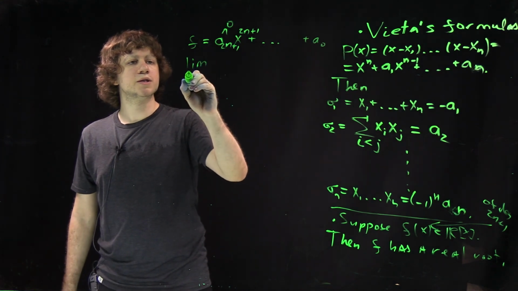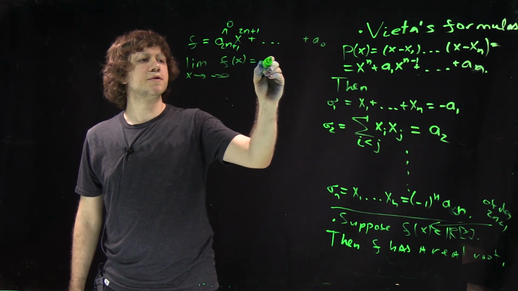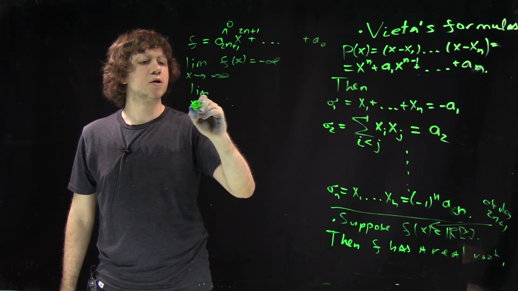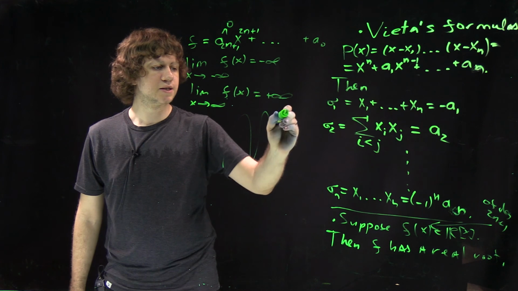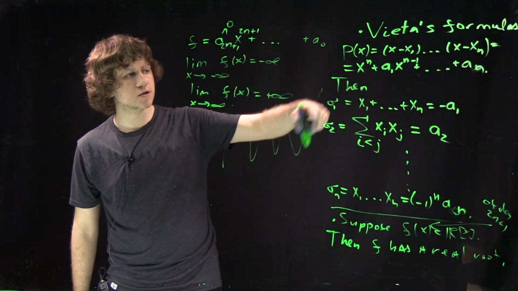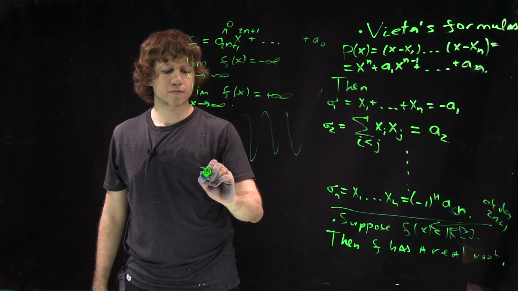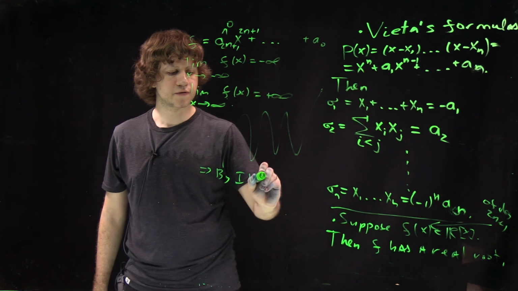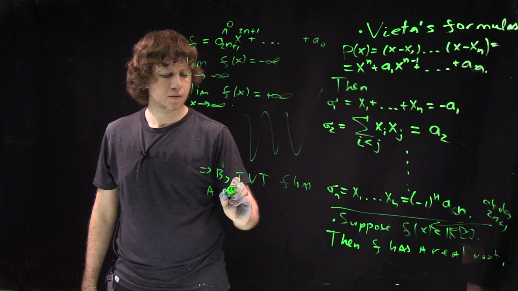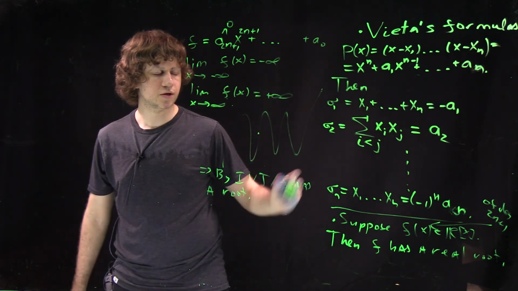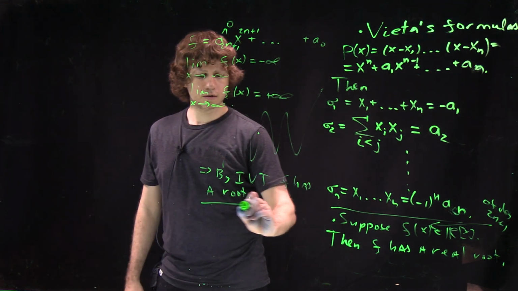Then you can notice that the limit as x goes to minus infinity of f of x is minus infinity, and the limit as x goes to infinity of f of x is plus infinity. So your polynomial starts at minus infinity and goes to plus infinity, doing some swings. Then by the intermediate value theorem, f has a root somewhere here, just because this function is continuous. This is a statement I will need later on.